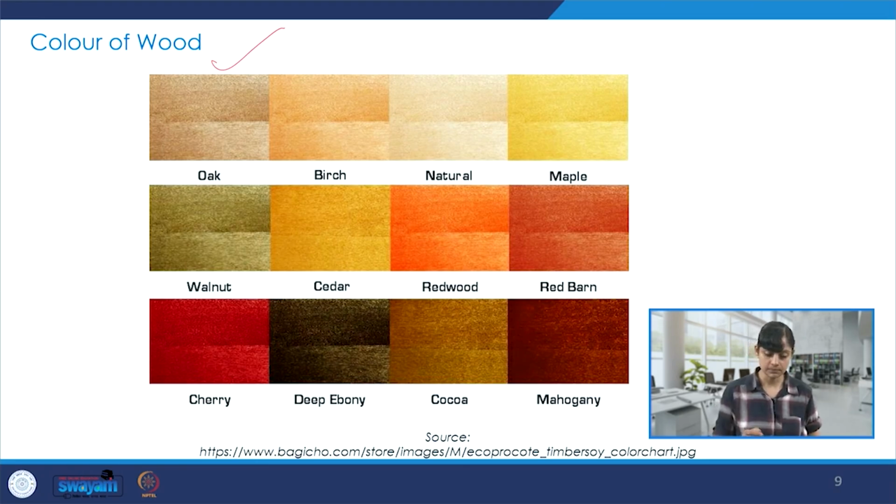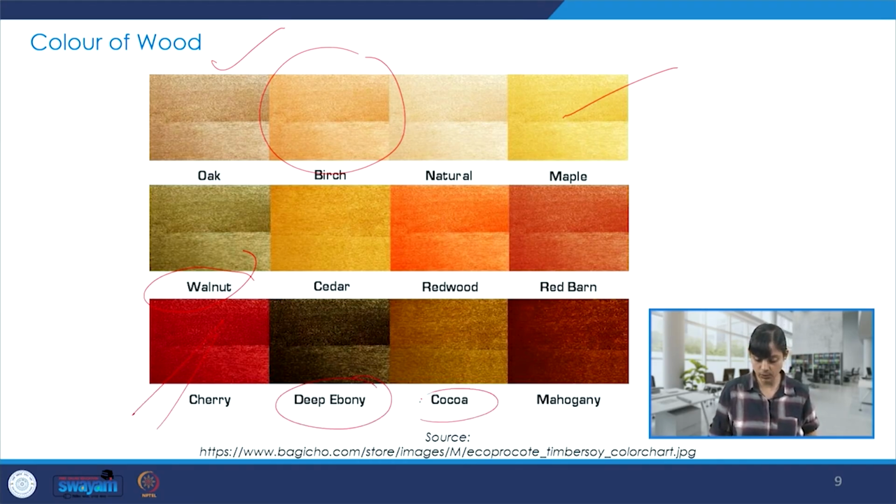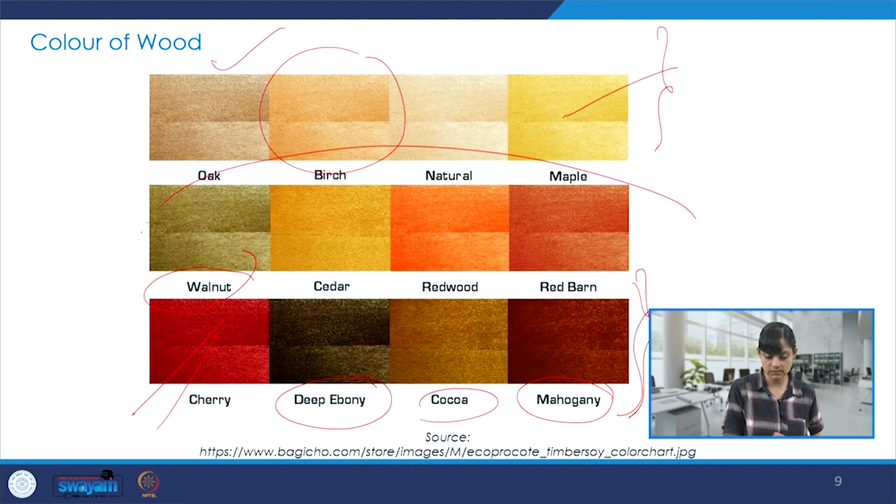This is what we see. So there is birch, there is maple, and then within these also sometimes there is variety. There is yellow birch, there may be white birch, and then cherries, this reddish tint. We have this ebony, cocoa, and mahogany. So some lighter shades to some darker shades, and some shades like this. One can just pick and choose.